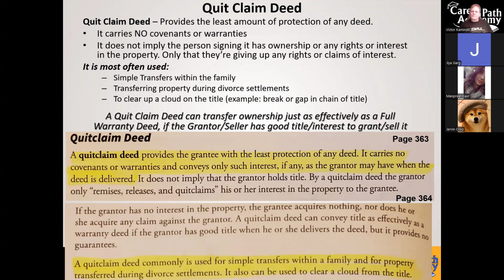So a quitclaim deed can just as effectively transfer that ownership as a full covenant and warranty deed can, if the person signing it has all the rights and interest in the property to sell. So let's highlight this on page 363 and this on page 364.